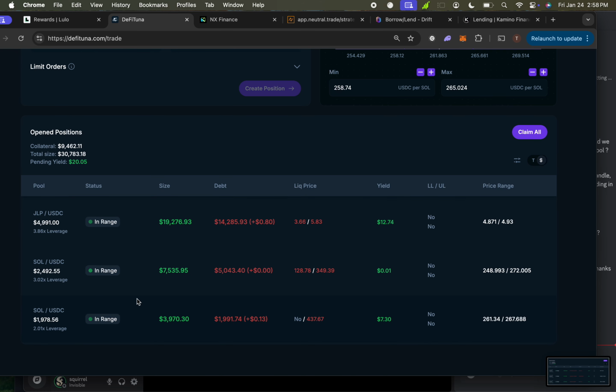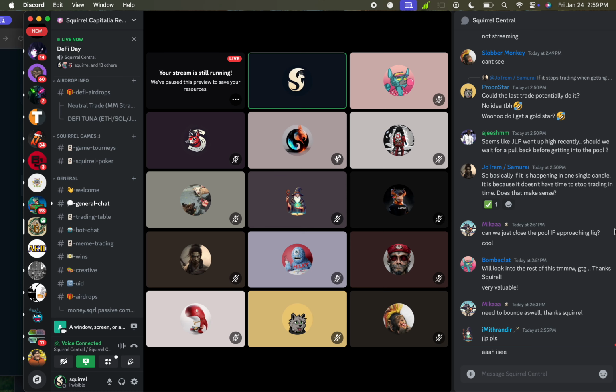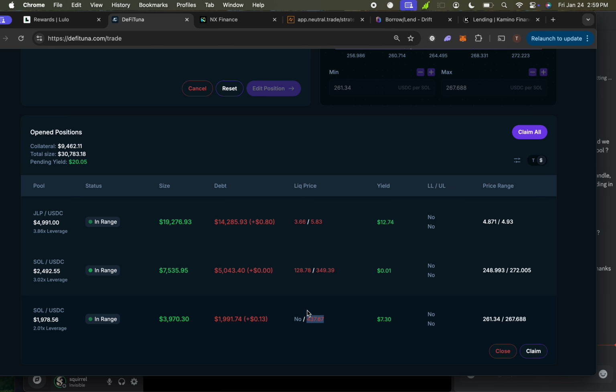And again, you can see my pool has been made. My liquidation prices are as follows. And my risk is quite low, right? With this one as well, I have no liquidation price down here, and I have like 500 up there. So Solana's not going to double overnight. I don't have to worry about this all that much.